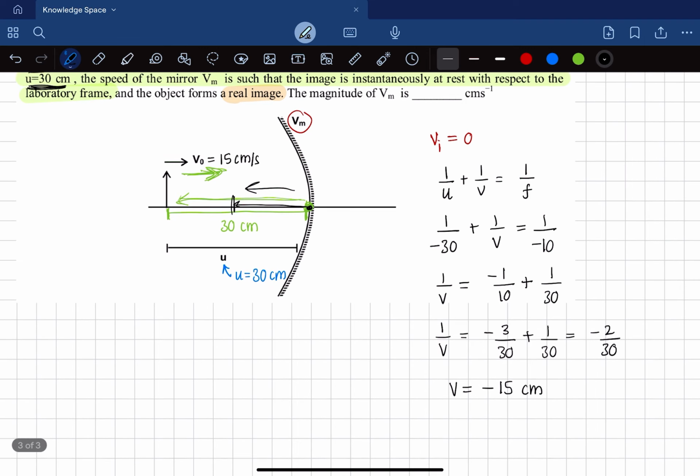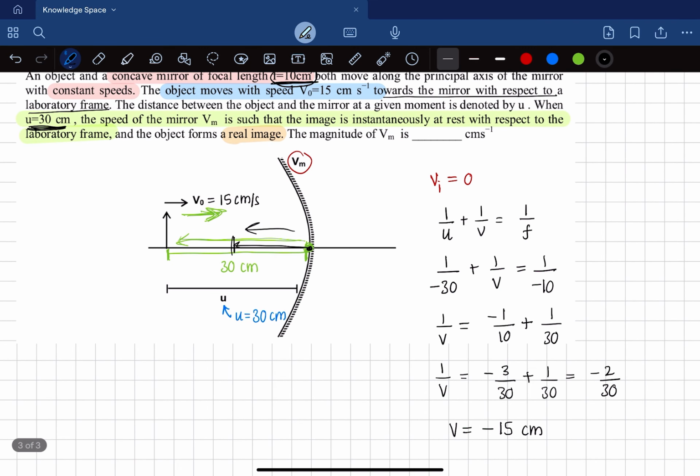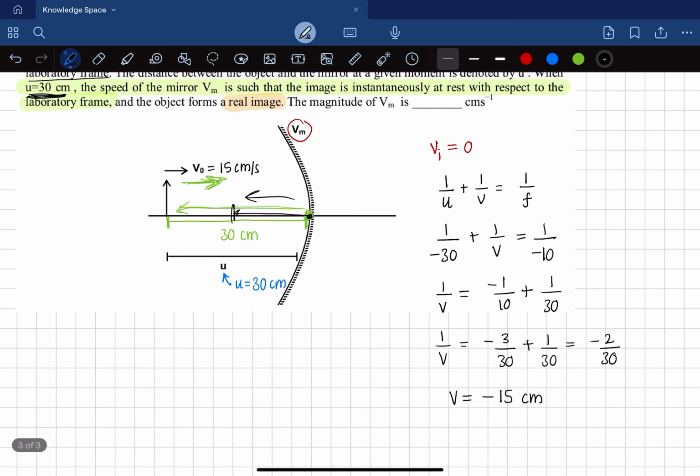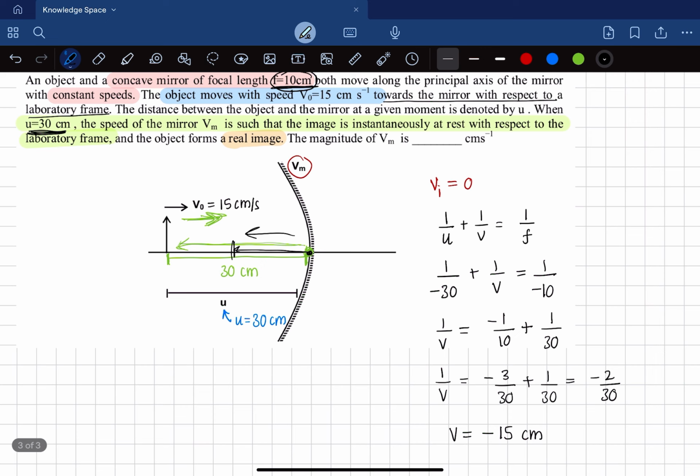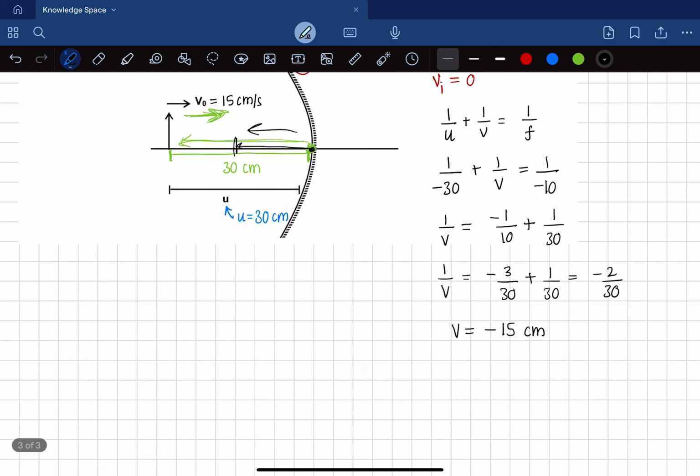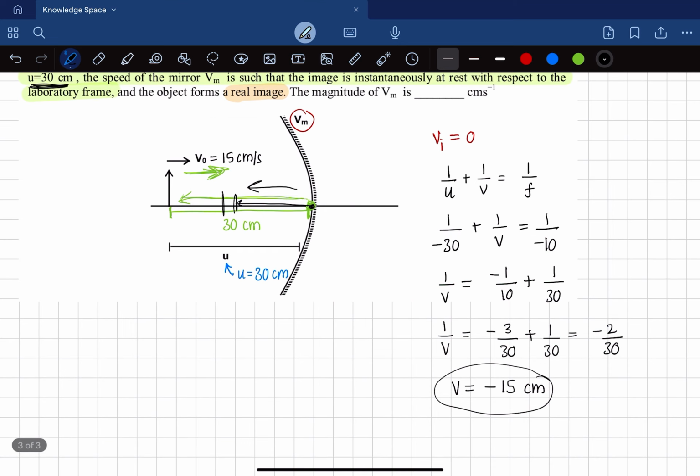Okay, so that's v, which is the distance between the image and the mirror at a given moment. So our given moment is when u is equal to 30, and so at that moment, v is equal to negative 15 centimeters. So it's somewhere here.